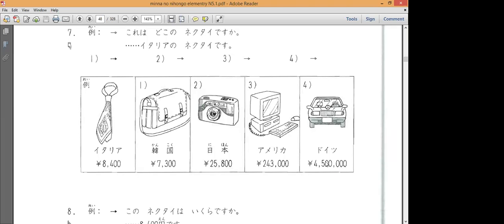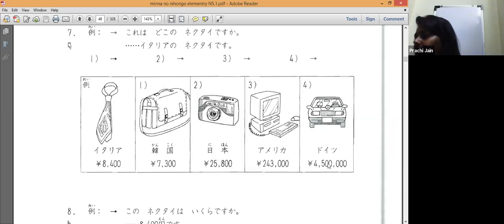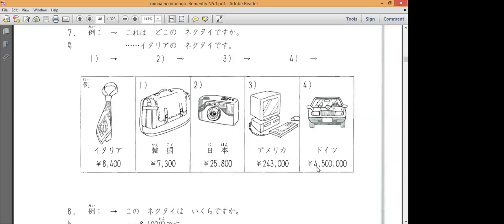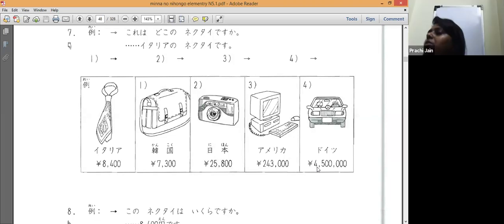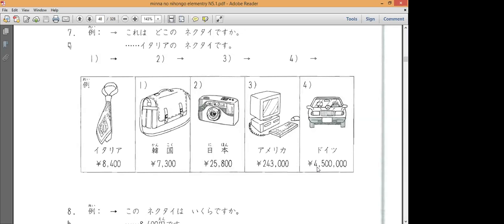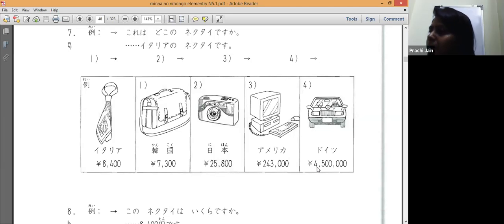Kono jidosha wa ikura desu ka? So again, we will take a number that will be 450 man. So 450, how do we say? Yon hyaku goju man. Yon hyaku in this. Got it? Yes. Okay.